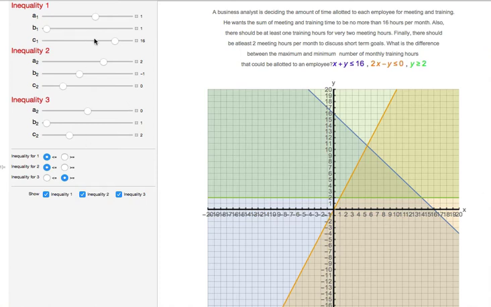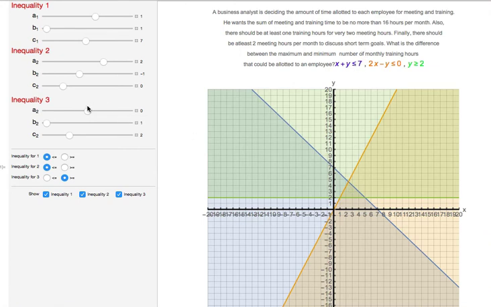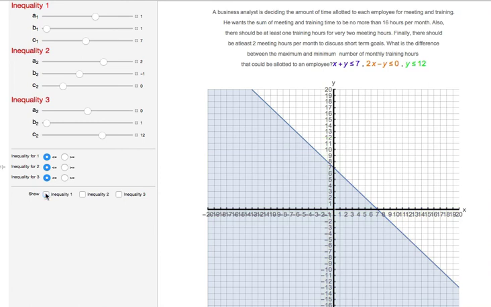So now you can change the value here. Suppose the meeting hours is 7, what will be the change? So here we can increase the value, and see, now these inequalities do not have any solutions because they don't have a common area. So you can change these inequalities to less than or greater than and see how this works.